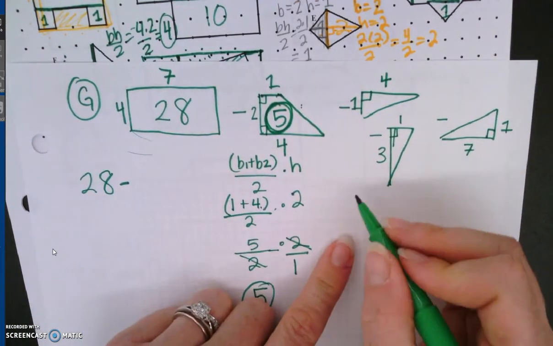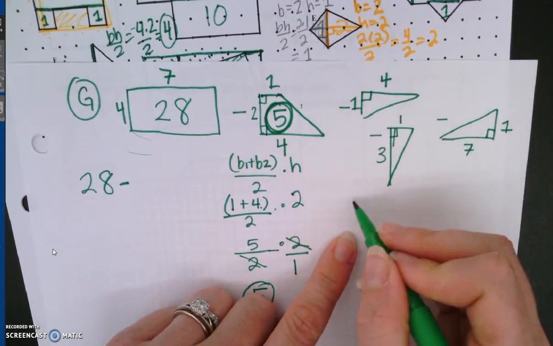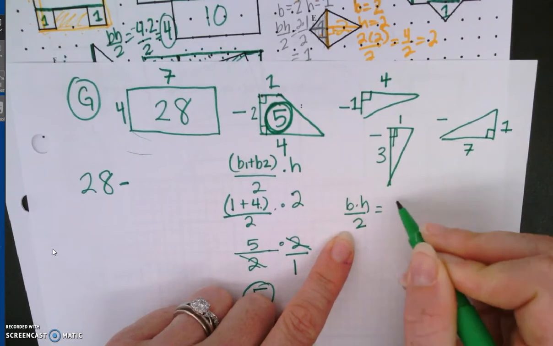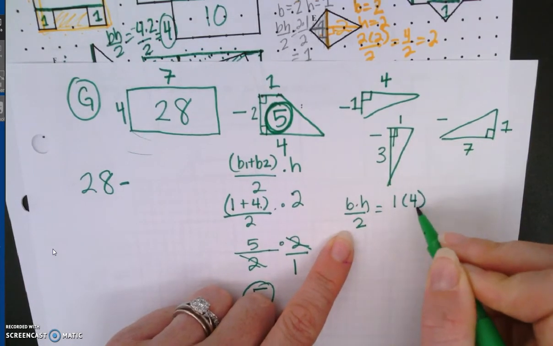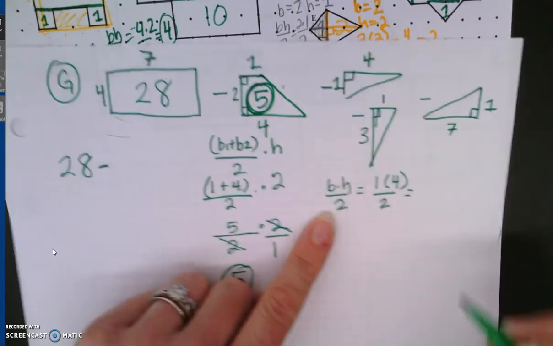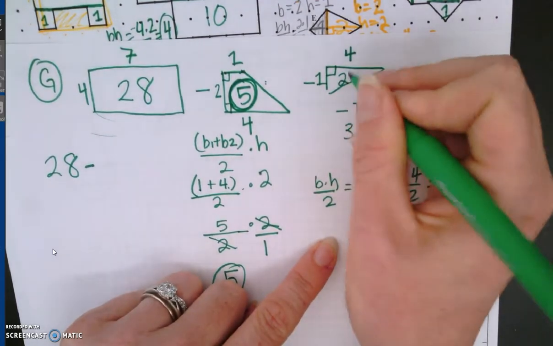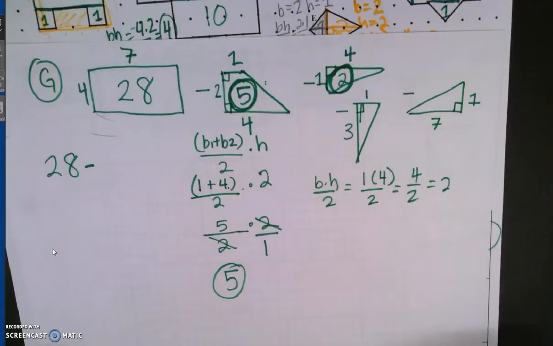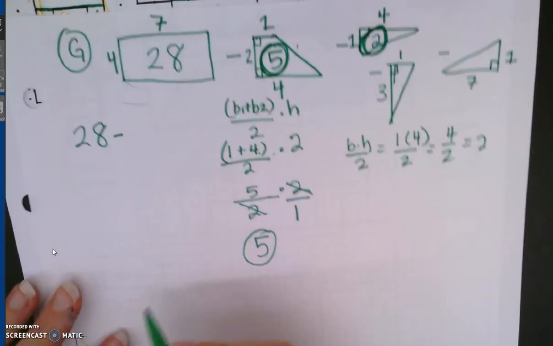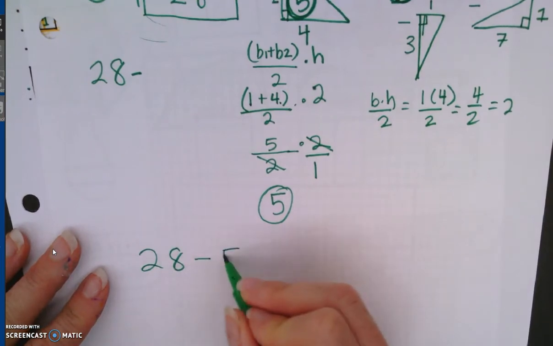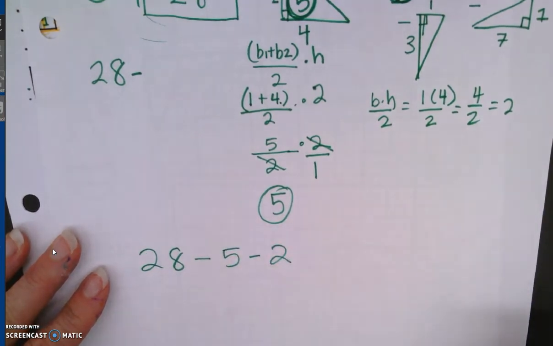Okay, so let's take a look. Base and height of 4. Well, a triangle is base times height divided by 2. So we have 1 times 4 divided by 2. 1 times 4 is 4, divided by 2 is 2. So we have an area of 2 here. So again, we're going to end up with 28. We're going to subtract 5, and we're going to subtract 2.